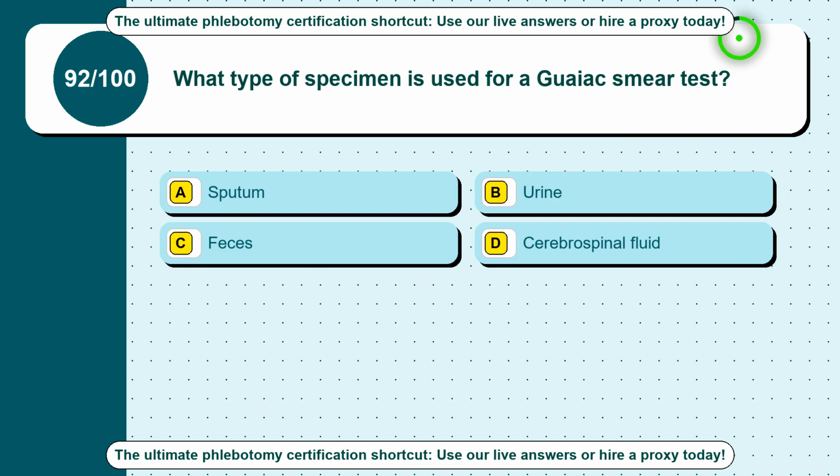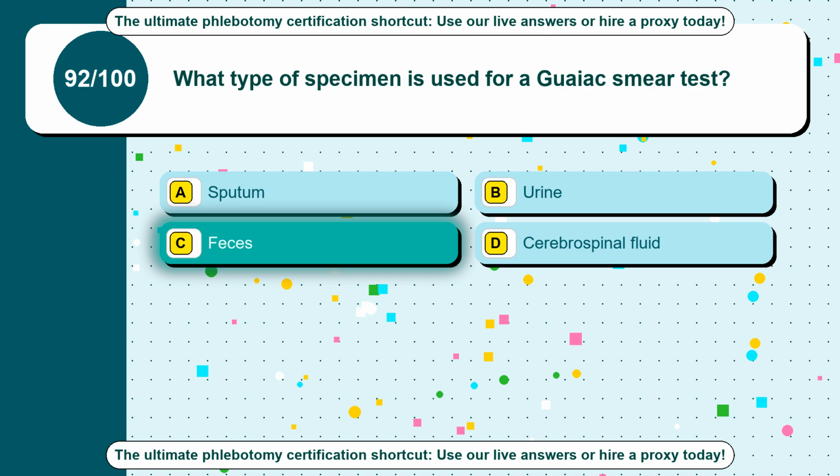Question 92. What type of specimen is used for a guaiac smear test? Option A, sputum. Option B, urine. Option C, feces. Option D, cerebrospinal fluid. The correct answer is option C, feces.